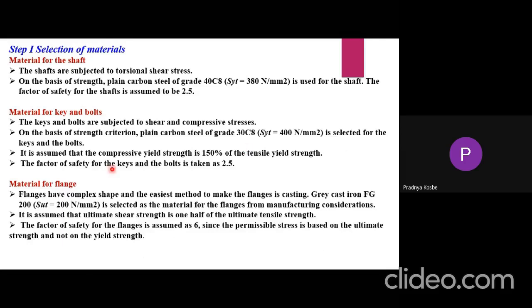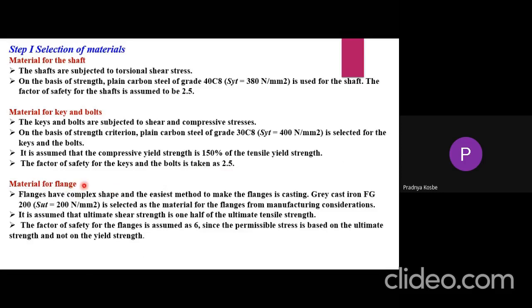It is assumed that compressive yield strength is 150% of the tensile yield strength, and the factor of safety for the key and the bolts is taken as 2.5.